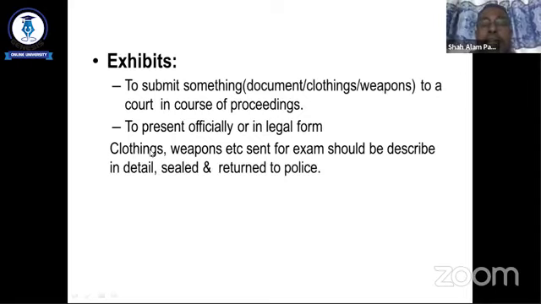Whenever these exhibits are produced to a forensic scientist, forensic medical legal expert, or medical legal consultant, these exhibits, whenever sent for examination, should be described in detail, sealed, and returned to the police.